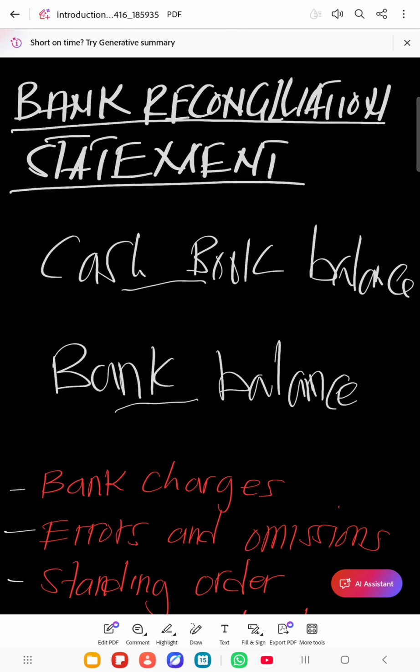So to start with, a bank reconciliation statement is just simply a statement which reconciles the cash book balance and the bank balance. So you find that many times your cash book balance will be different from your bank balance due to the following reasons. So there's usually a difference between the cash book balance and the bank statement balance due to the following reasons.